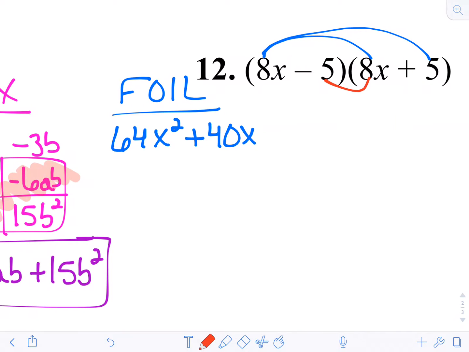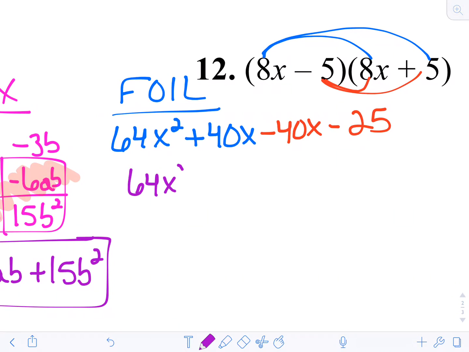Okay, and then we have a negative 5 I'm going to distribute to everything. So I have negative 5 times 8 is negative 40. And don't forget the x. Negative 5 times positive 5 is a negative 25. And then I'm going to go ahead and simplify. So I have 64x squared. Okay, you have 40 positives and 40 negatives, so that's a 0 pair, so those are gone. So then just minus 25.